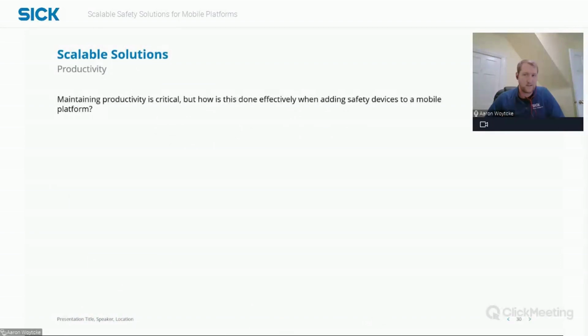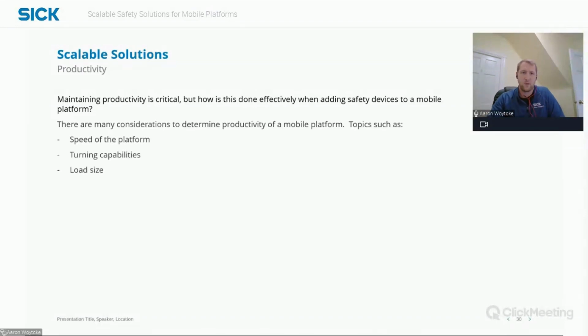So starting with productivity, maintaining productivity is critical. We all know that safety being over-engineered is going to kill productivity. So we need to maintain productivity on these mobile platforms, but how is it done effectively when you add those safety devices? Just in general, a mobile platform's productivity is based on how well it can perform. This is based on speed of the platform, turning capabilities, and load size. These topics, among others, play into the productivity within normal operation.